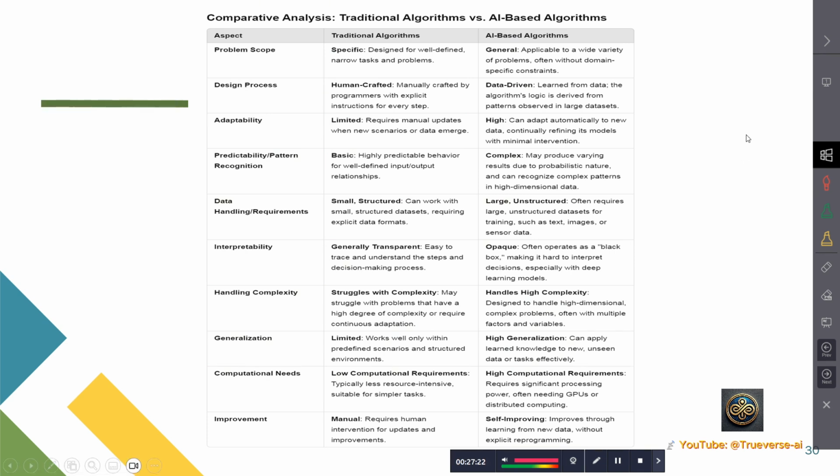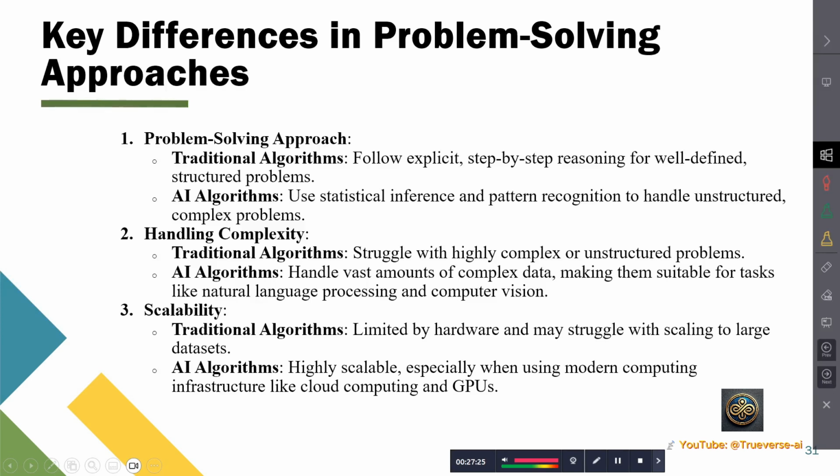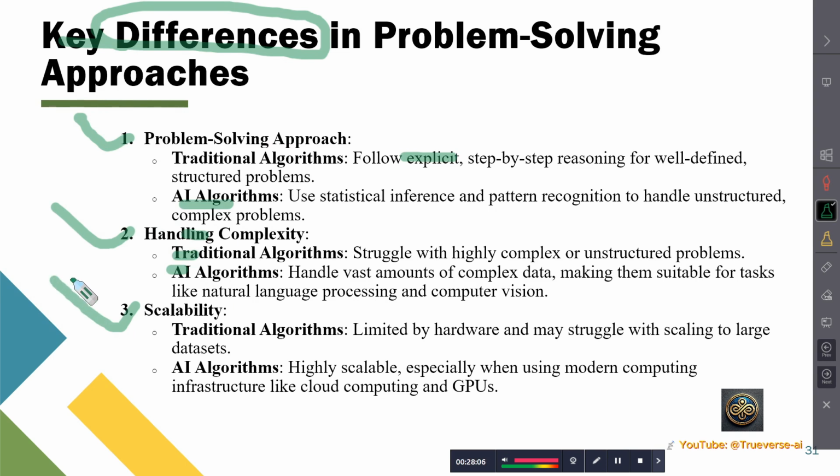Let's see some key differences in problem-solving approach. Problem-solving approach: traditional is explicit, AI is implicit. Handling complexity: traditional suffers, AI is okay. So this is the key difference, because we talked about many characteristics. The big problem is the difference in how they solve the problem. This is the biggest difference. Handling complexity and scalability.